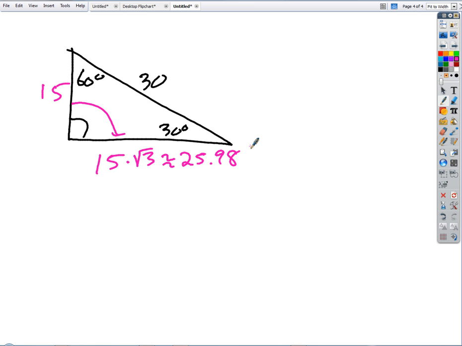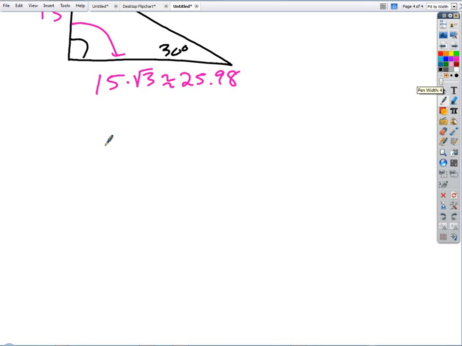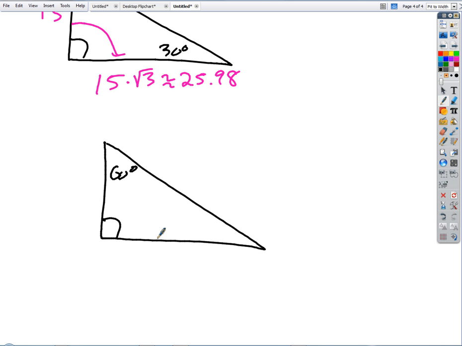Okay, now let's try one more of those. You get the idea though. That's 60, that's 30. Let's say this time they give us the length of the medium side, and the length of the medium side is 10. And they want us to find x, which is the length of the hypotenuse. Think for a second. What am I going to do there?